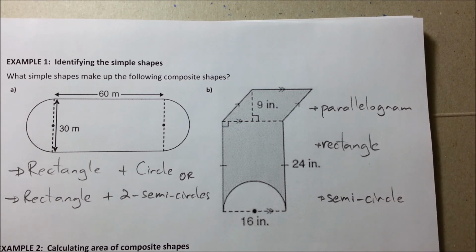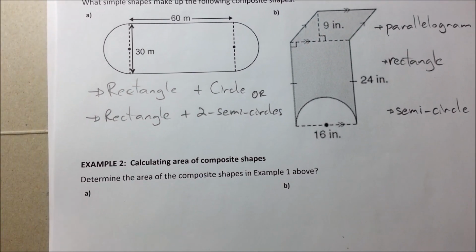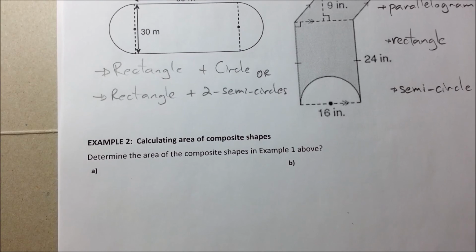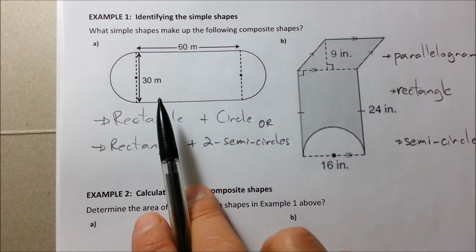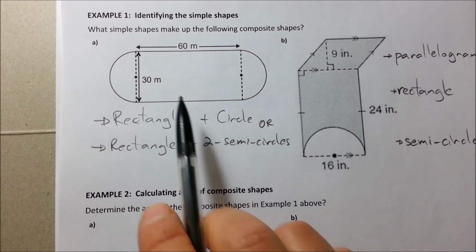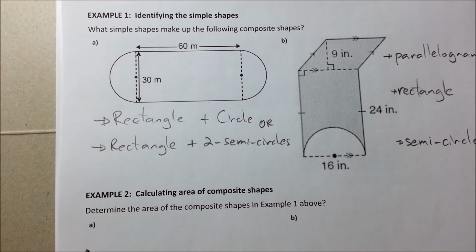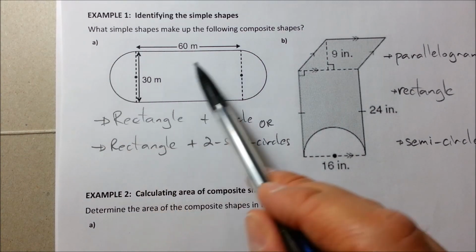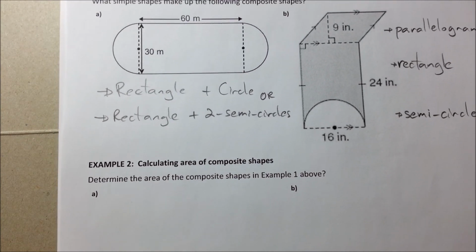So I'm kind of getting ahead. Well, let's check out the next question, part B of this, or example 2. It says, determine the area of the composite shapes in example 1 above. So let's start with this one, example 1 above. We have 60 meters here and 30 meters here. So you may want to pause the video and try to figure out the area of this whole shape. I'm just going to go ahead right now and solve it.